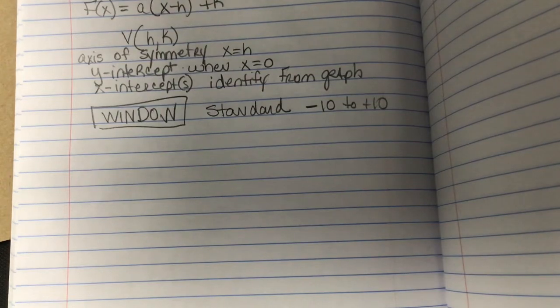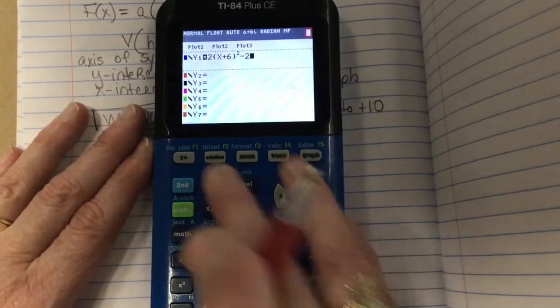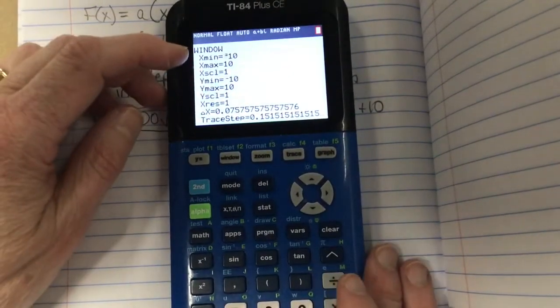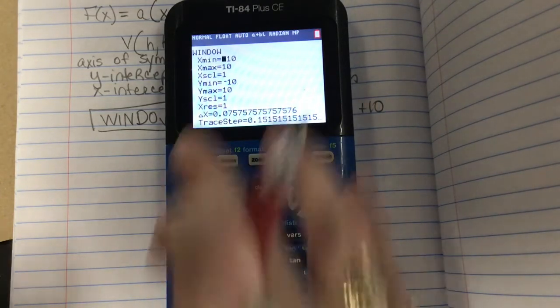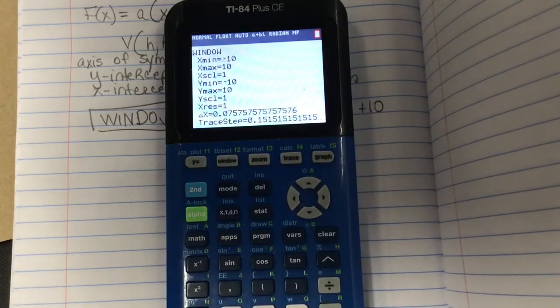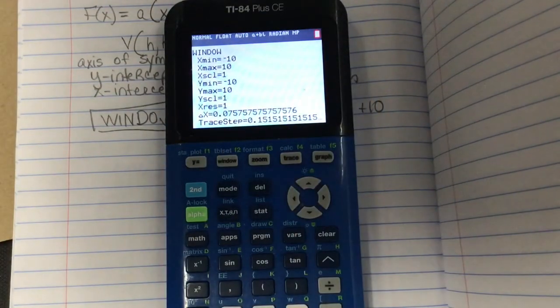Do you want both of them -10 to +10? Hold on. Okay, hold on. So I'm going to push window. And so your x minimum to maximum, that's this axis. -10, +10. So if it's not, I'll show you the quick way to fix it. Don't type over it. And then x min -10 to +10.